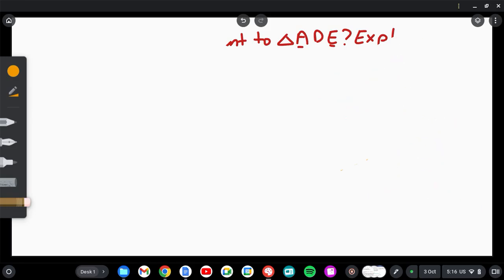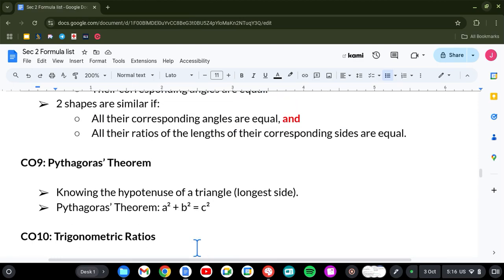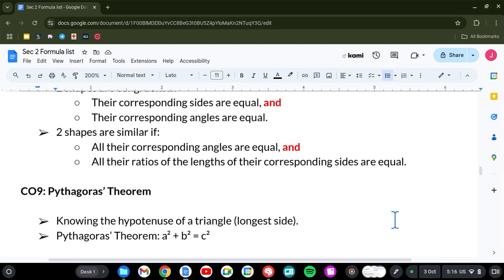Now we move on to chapter 9, Pythagoras theorem. For Pythagoras theorem, you need to know 2 things. 1, you will need to know the hypotenuse of a triangle, which is the longest side. So you will tell me which one is the hypotenuse here.